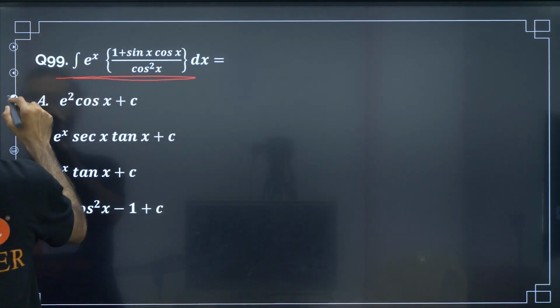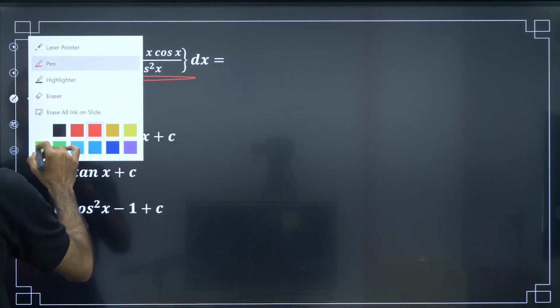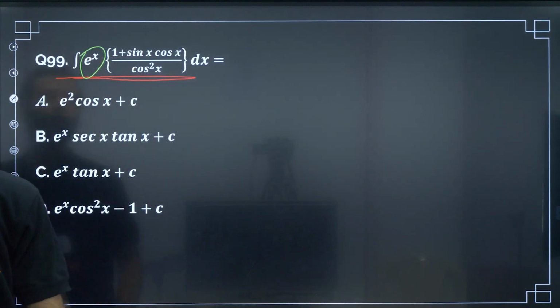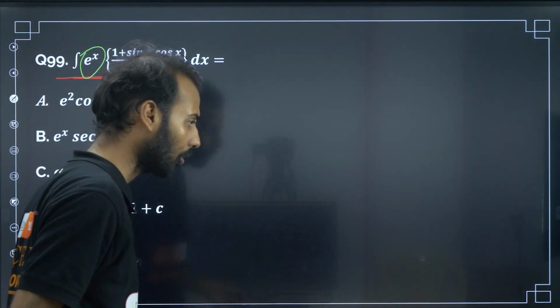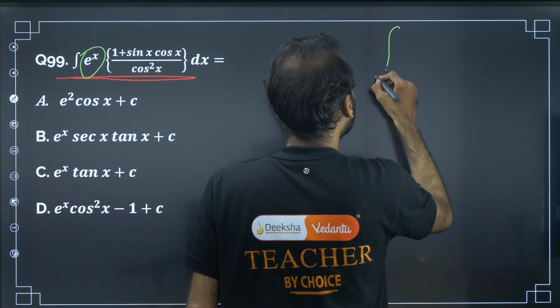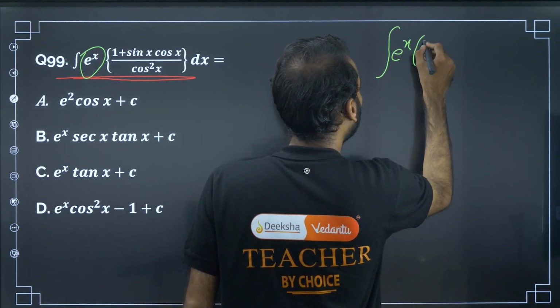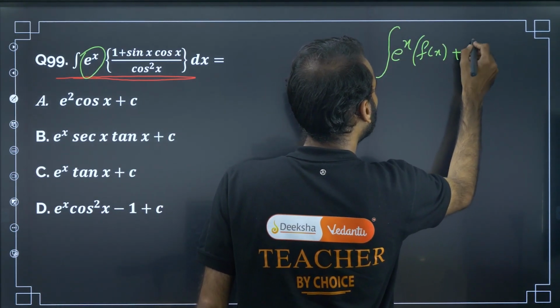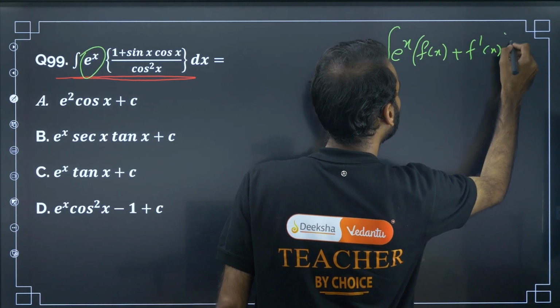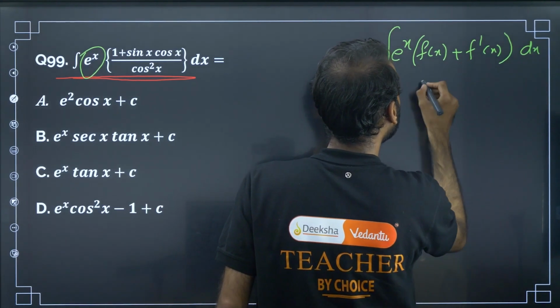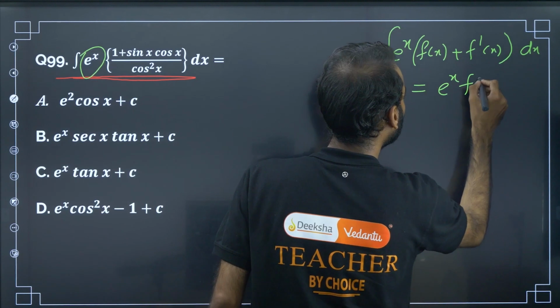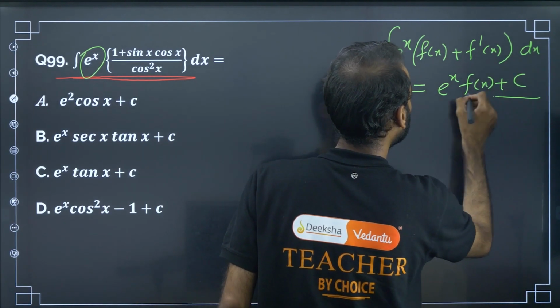Now at this point, whenever e raised to x comes, one synopsis point you should be knowing. If you know, it is a good thing. If you don't know, you take this: the integral of e raised to x, f of x plus f dash of x, dx is equal to e raised to x f of x plus c.